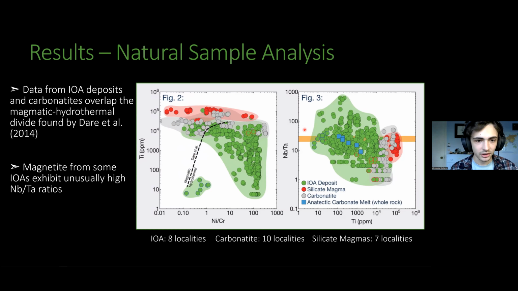And on the right, we see this orange line represents the bulk crust niobium over tantalum ratio. And we plotted our measured samples on top of this. And something we noticed is that the IOAs exhibit the highest variance among every different magnetite group, even though niobium and tantalum are very similar geochemically and thus should behave the same.